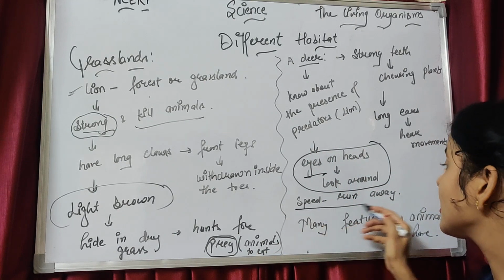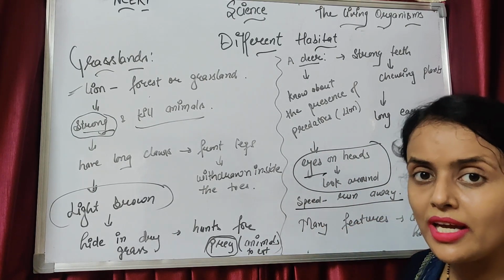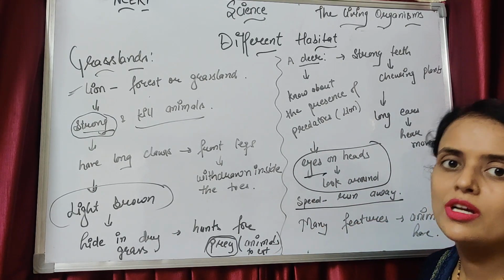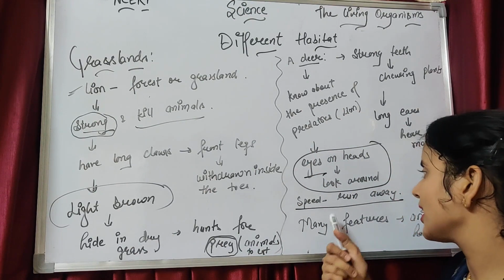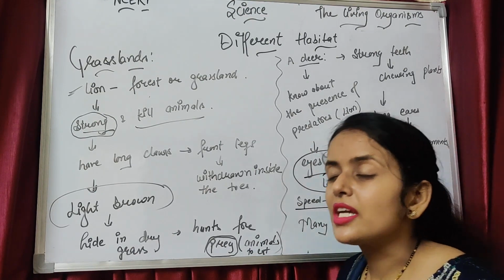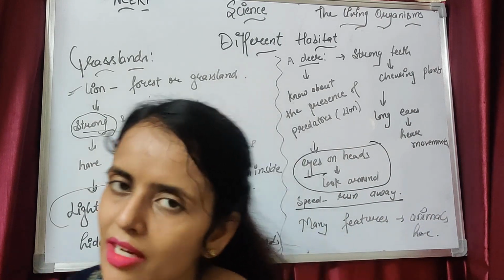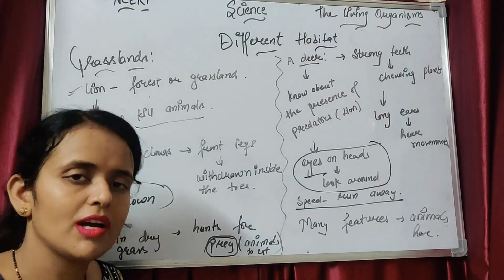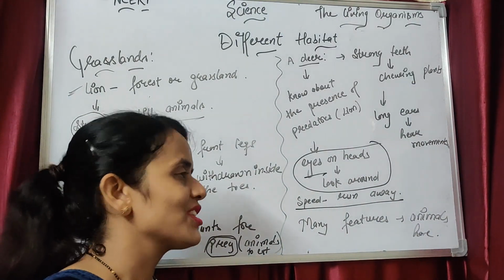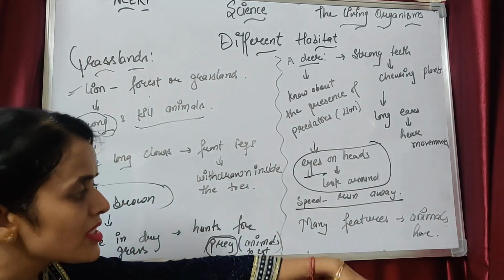Speed, to run away. Deer is a very speedy animal. So the speed of deer is so much that it can run away easily from the lion, but the lion is also very speedy, so it may catch and hunt him.